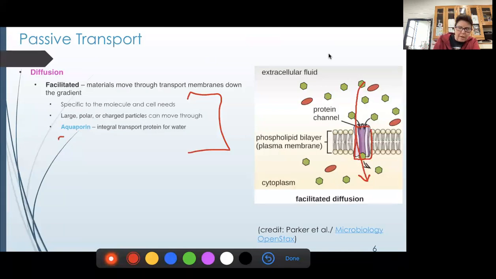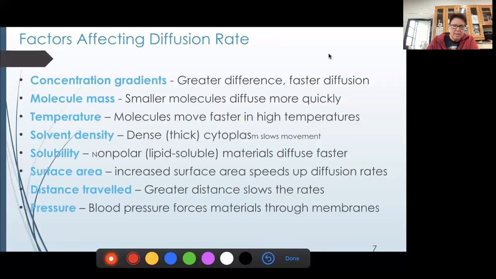So aquaporin, it's an integral protein, right? It goes all the way through. It is specific for letting water go in and out based on its concentration gradient. So these are some things that will affect the rate of concentration gradient. For one, if you have a higher concentration gradient, if your hill is steeper, you're going to move faster.